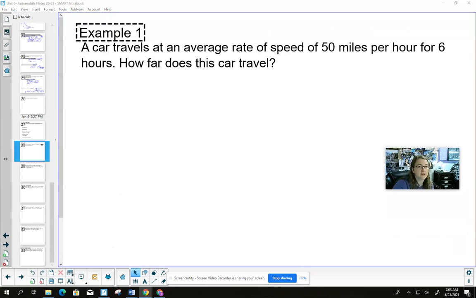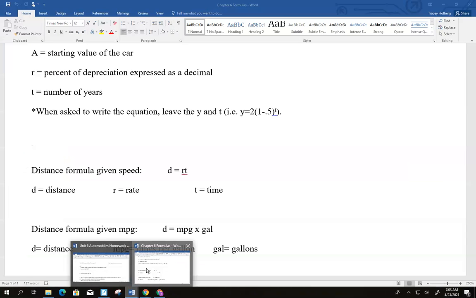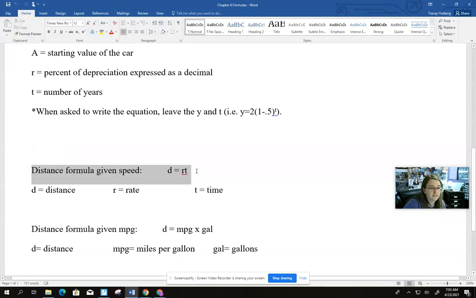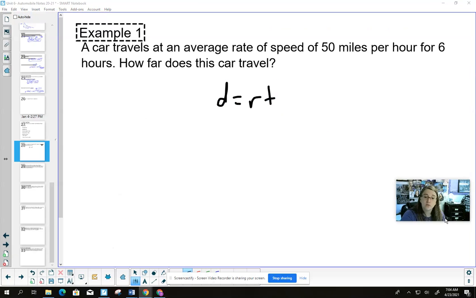A car travels at an average rate of speed of 50 miles per hour for 6 hours. How far does this car travel? So here's how we know which version of this we're using. Distance formula given speed, or trying to find speed, or anything to do with speed. It does not say anything about gallons in the problem, and so it's not going to be this formula. So we're going to be using D equals RT. What we're going to do is plug in the information we have and solve for the variable we don't have. That's it.